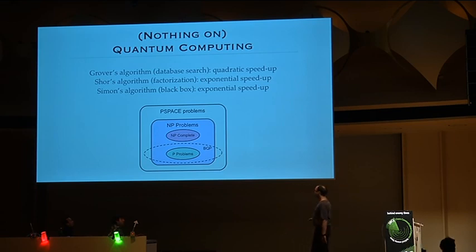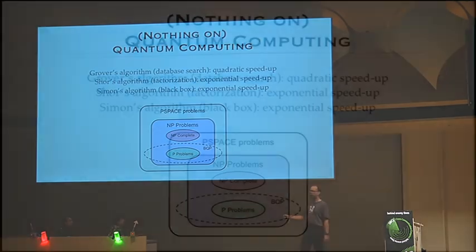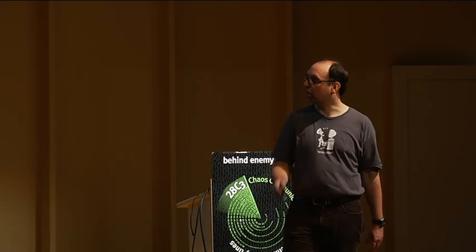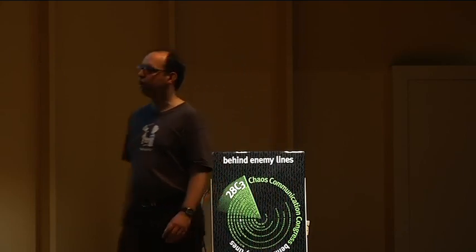So even with existing quantum computers, you're not going to solve them. I mean, that's conjectured, right? Nobody knows whether these are really different. But the current state of the art, current belief, is that the quantum computer does not help you with solving NP-complete problems. Okay, I said I'm not going to talk about this.